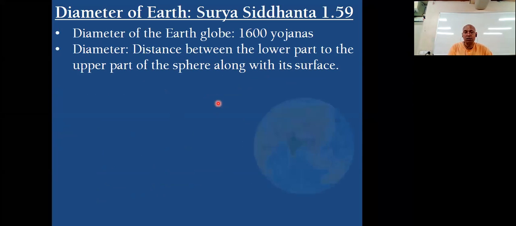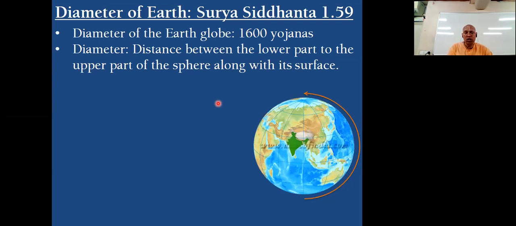They say 1600 because according to Surya Siddhanta, diameter is the distance between the lower part and the upper part of the sphere along its surface. As you travel from the lower part of Bharatkhanda to the upper part on the surface, the total distance covered by a person is called the diameter according to Surya Siddhanta. That is the easiest method to measure a distance. You start your journey here, walk on the surface, and go here. Whatever distance you cover, that is the diameter.